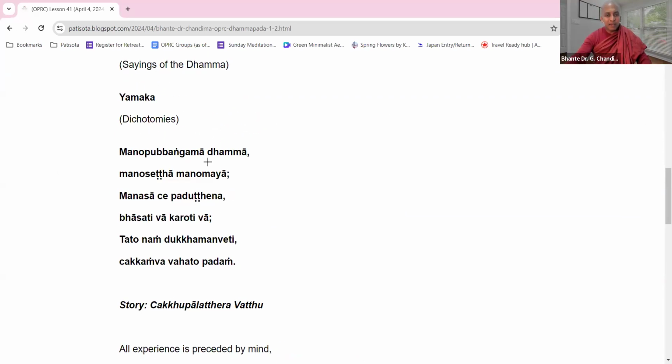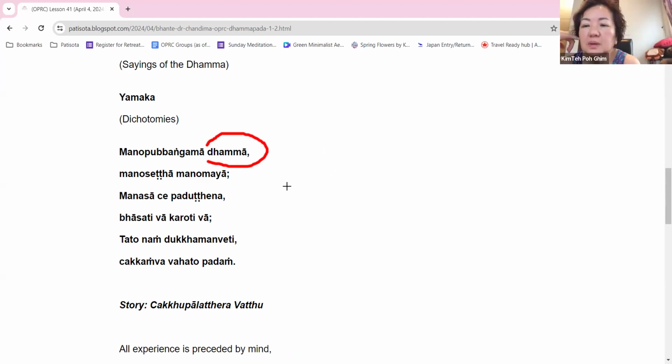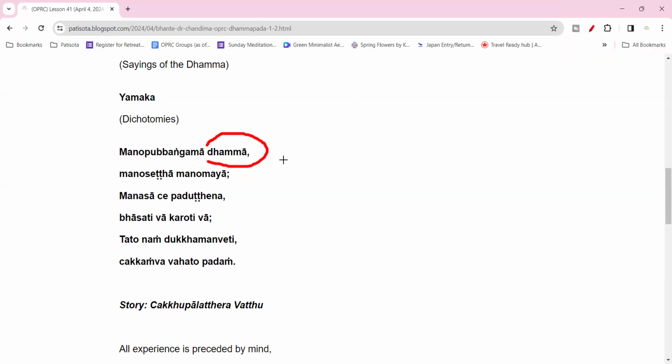Mano pubbangama dhamma. So first of all, we have to understand what Dhamma means here. Anybody? Dhamma? Mostly, most translations go by 'all dhammas are preceded by the mind.' But what is Dhamma? Mental states, Bhante. Mental states, that is one. But what does Dhamma mean in this context?